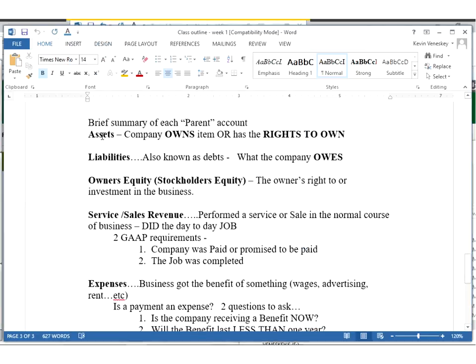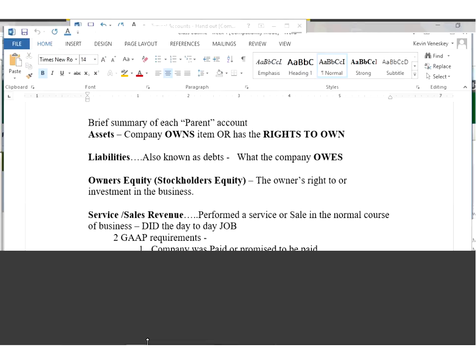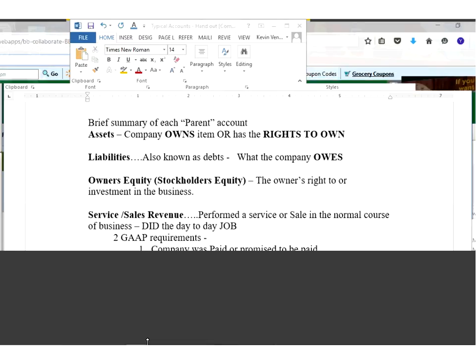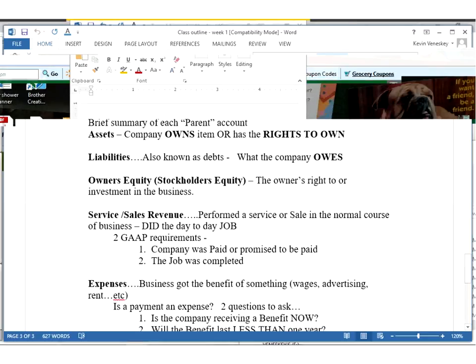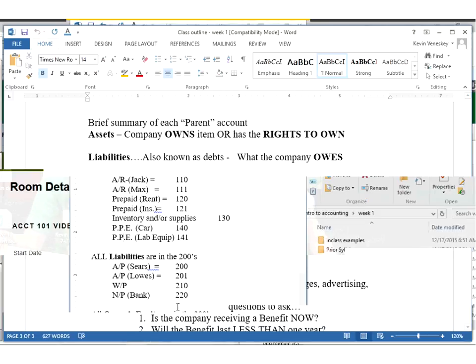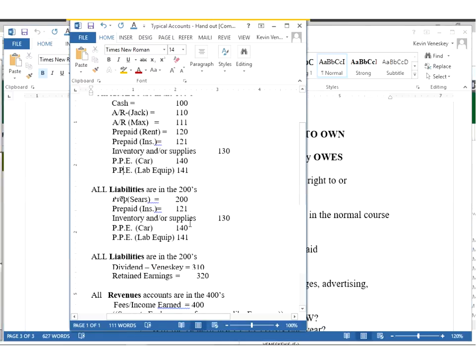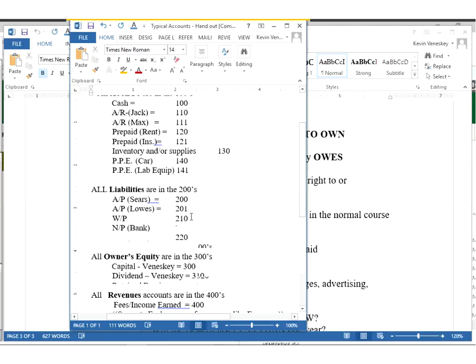The next item on our parent accounts, we just looked at the assets, is our liabilities. Liabilities, usually you think of those as debts, and it's something that the company owes. It doesn't always have to be money, but a lot of times it is. And we will look at one item in particular that's not money that you can owe as a business. So let's pull back up our list of accounts, and I'm going to add one in here.